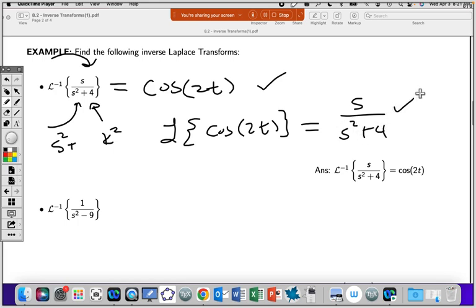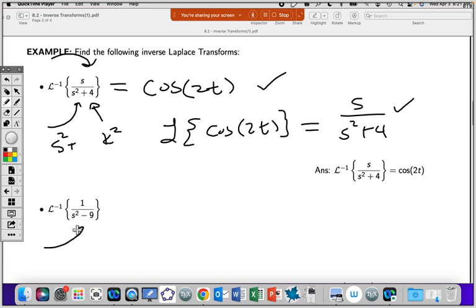So in the same way, when I always teach antiderivatives and integrals in calculus, you can always look in the back of the book to check your answer, but the best way to check your answer is to take the derivative. The same thing here. The best way to check your inverse Laplace is to take your Laplace. That'll help you practice even more.